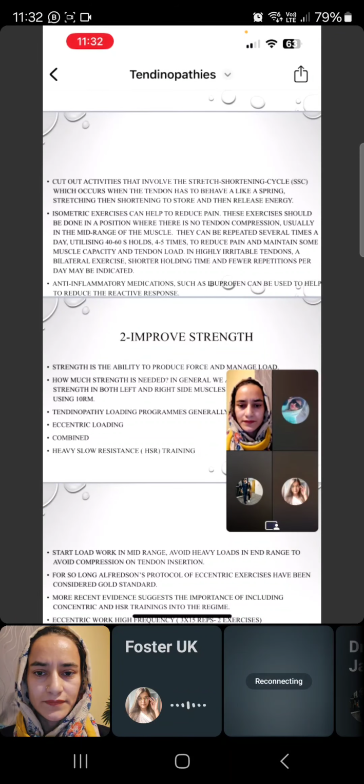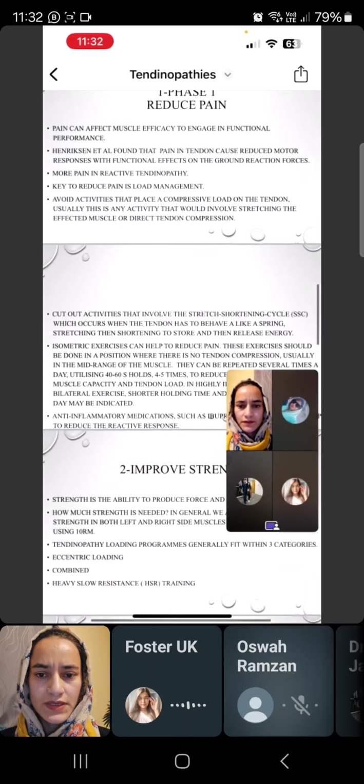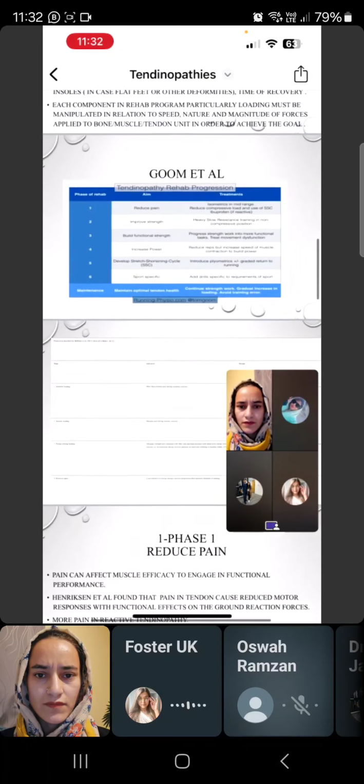So you can support with your good leg as well, with your good hand. Shorter holding time, so just don't do it 30 seconds, do it 20 seconds, and fewer repetitions per day may be indicated. So, like I said, you can always adjust your plan. So that was your phase one. Make sense? Yes.